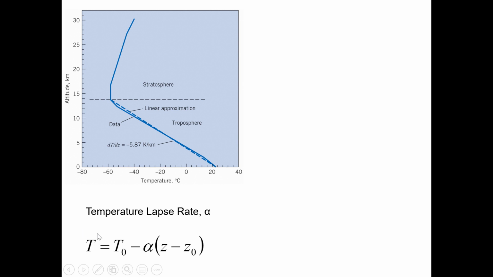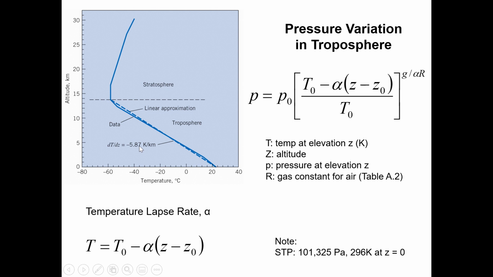Now, you could find the temperature at some elevation using this equation. That tells you the temperature at elevation Z, where alpha is the lapse rate. 5.87 degrees is lost for each kilometer that you go upward. Now, this is substituted into this other equation. The numerator in this pressure equation is simply the temperature at some elevation.